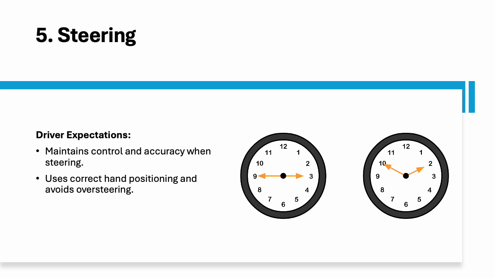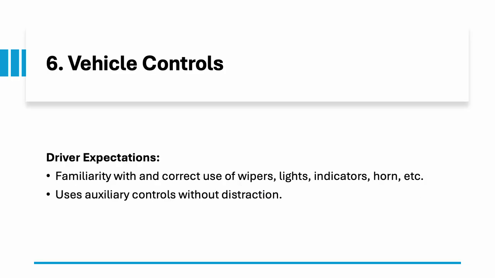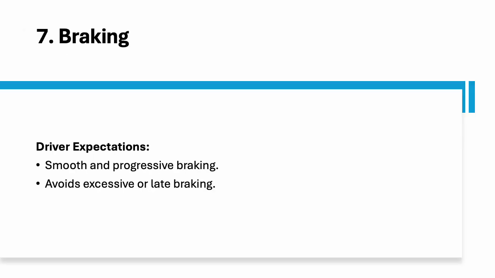Steering. Driver expectations: maintains control and accuracy when steering. Uses correct hand positioning and avoids oversteering. Vehicle controls. Driver expectations: familiarity with correct use of wipers, lights, indicators, horn, etc. Uses auxiliary controls without distraction.